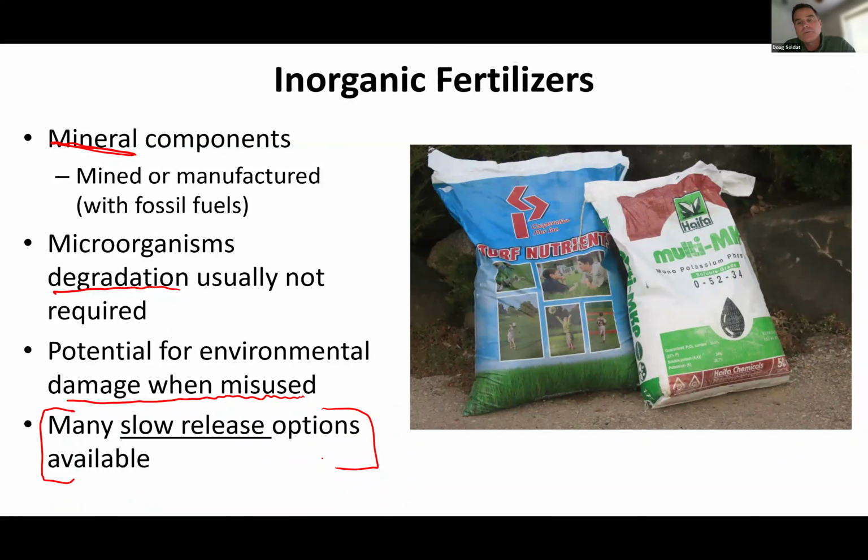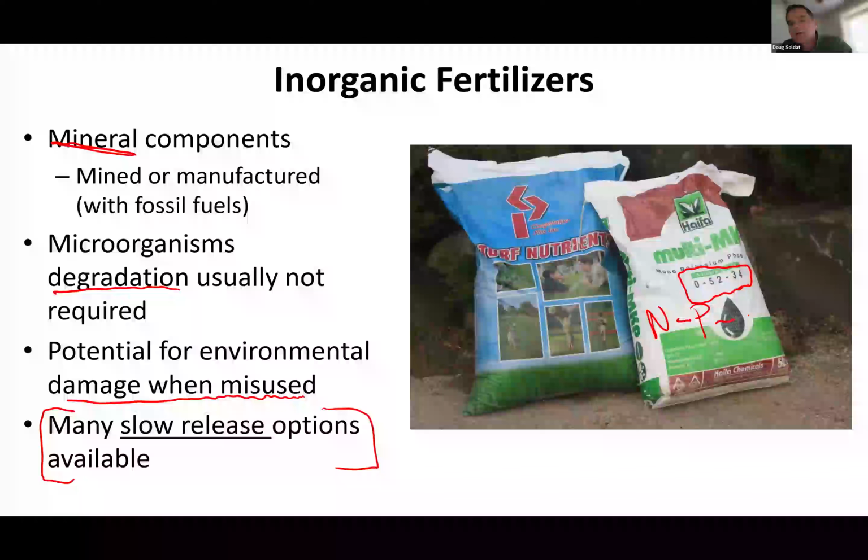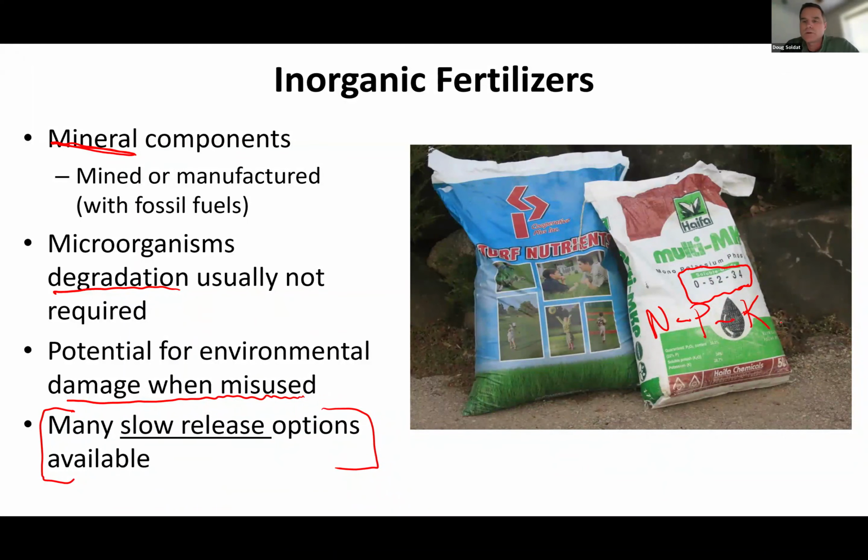Here's an example of a couple different bags. You can see that this one is monopotassium phosphate, and it has an analysis of 0, 52, 34. That's the N is the first number, the P is the second number, and the K is the third number. This bag also has those numbers. It's likely on the back. So by law, all fertilizers will have those 3 numbers on them.